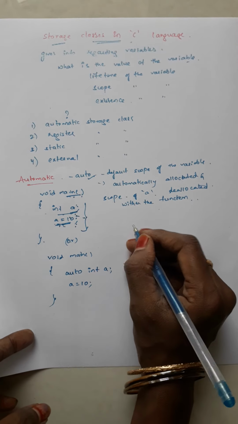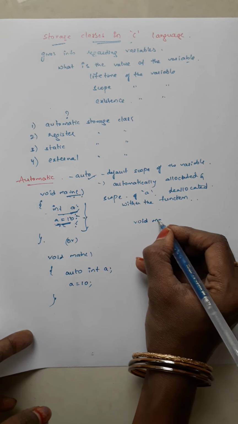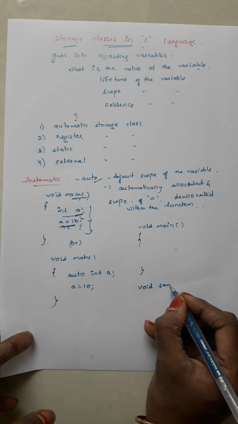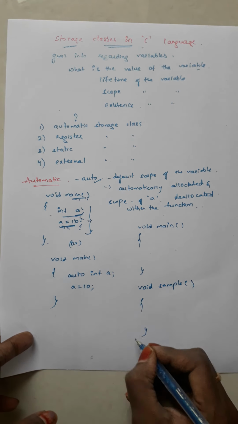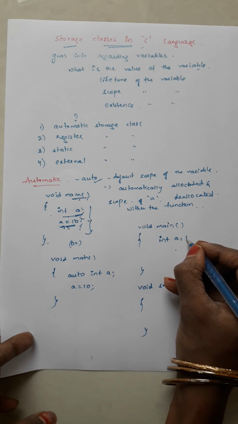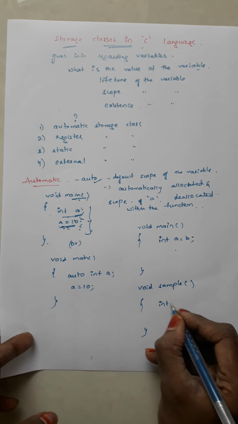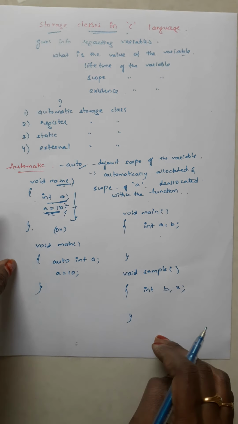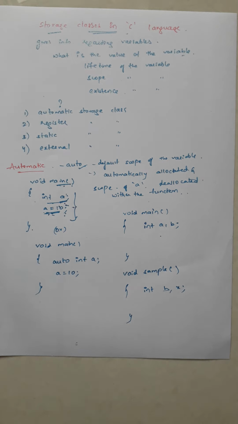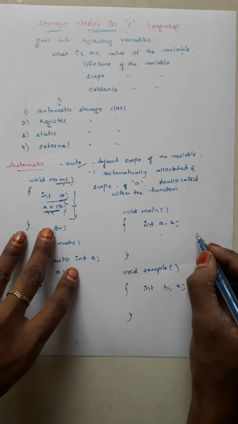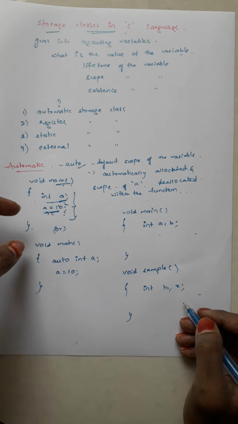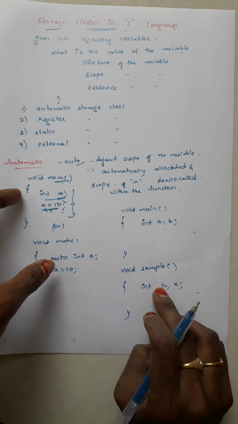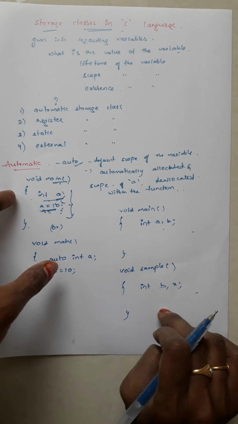Okay, for example, let us take another example with 2 functions. Here main is one function, and let us take another function, sample. Here we declare the variables a and b. Here we declare the variables b and x. Let us take these two functions in the same program. Here a and b are the variables belonging to the main function. Here b and x are the variables belonging to the sample function.